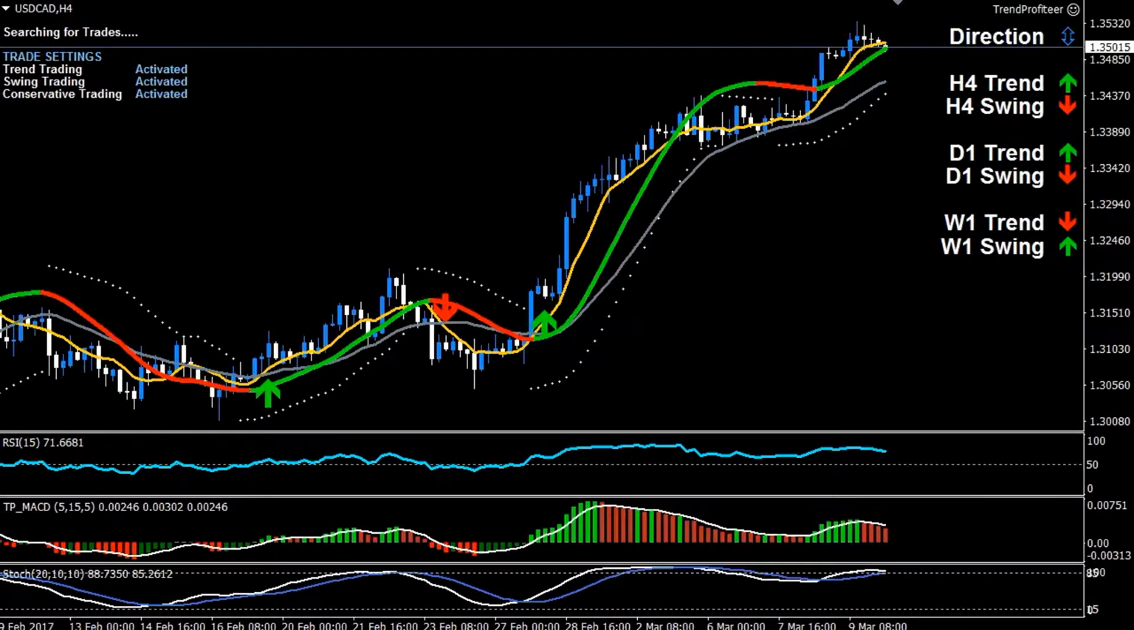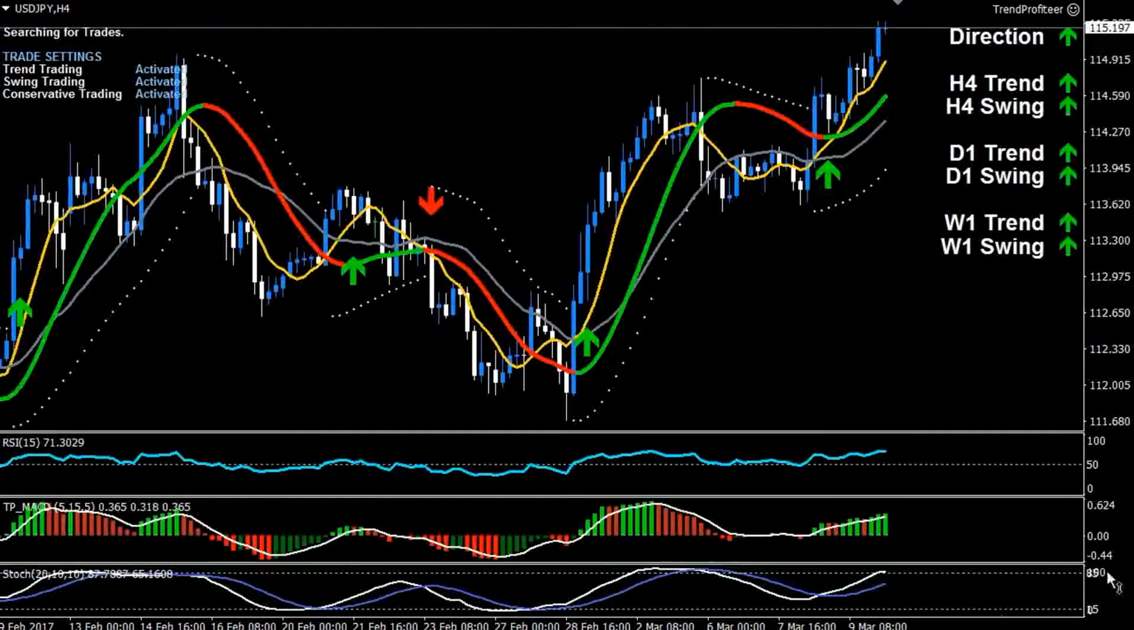Let's just move on to the dollar yen. We'll wrap it up very shortly. Here we can see that upward movement is up. Okay, so 4-hour is up, both trend and swing. Daily is up, both trend and swing, and the weekly is up, both trend and swing. We've had a nice move here and a nice move here that have seen good moves to the upside. So I think that we'll wrap it up for today.